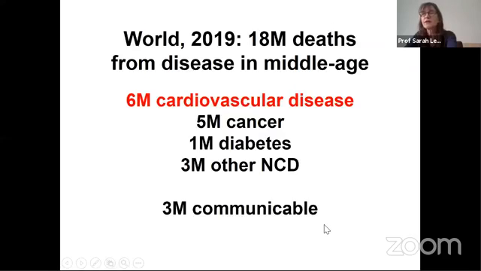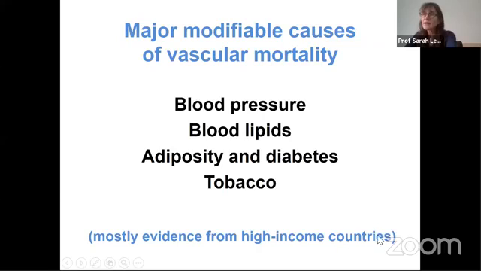Of those 18 million, a third were due to cardiovascular disease, a further 5 million to cancer, 1 million to diabetes, and 3 million to other non-communicable diseases. So 15 million deaths in total in middle age due to non-communicable diseases. And we know from work done mainly in high-income countries that the major modifiable causes of vascular mortality are blood pressure and blood lipids, adiposity and diabetes, and tobacco. And together, these risk factors, these causes are responsible for the vast majority of those vascular diseases.